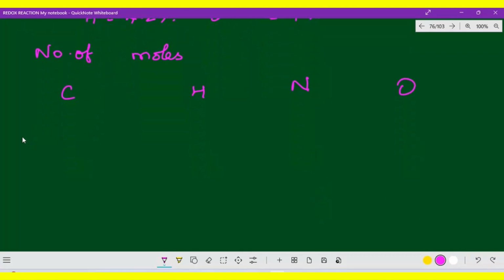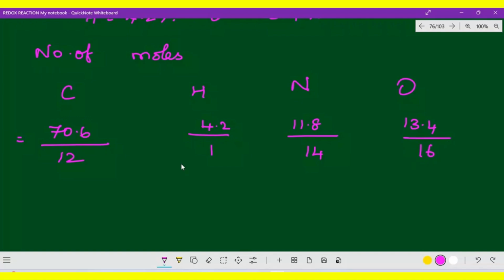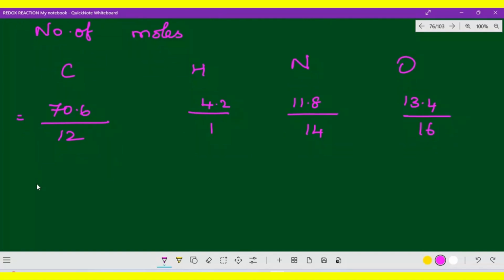So number of moles equals given mass divided by molecular mass. Given mass of carbon is 70.6 divided by carbon 12, and the same way for hydrogen, given mass 1.2 divided by 1, that is atomic mass. Given mass by atomic mass. The same way here, 11.8 divided by nitrogen, 14, and for oxygen, 13.4 divided by oxygen 16. Now as we identify the number of moles, you will get what it is.